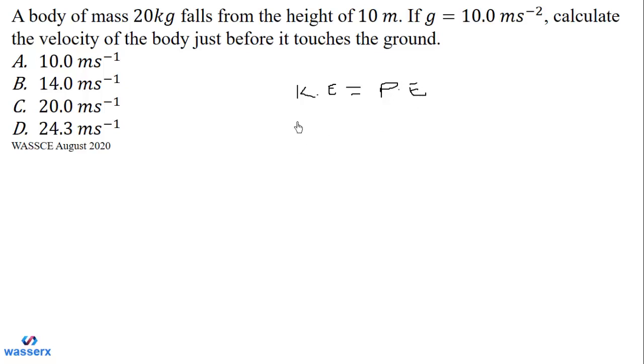So this will give us half mv squared is equal to mgh. So m is common to both sides, so we can cancel, then multiply both sides by 2 to get v squared. v squared is equal to 2gh.